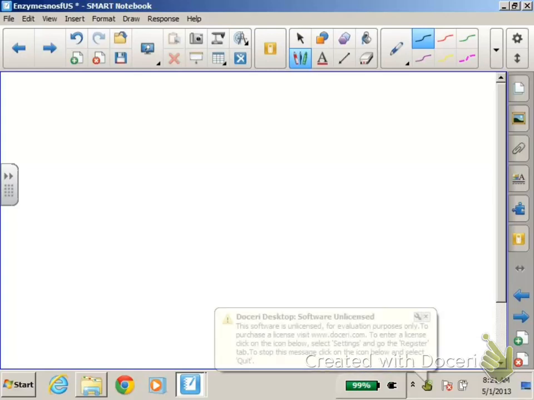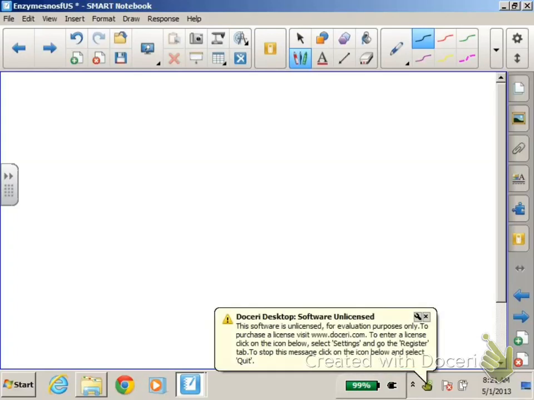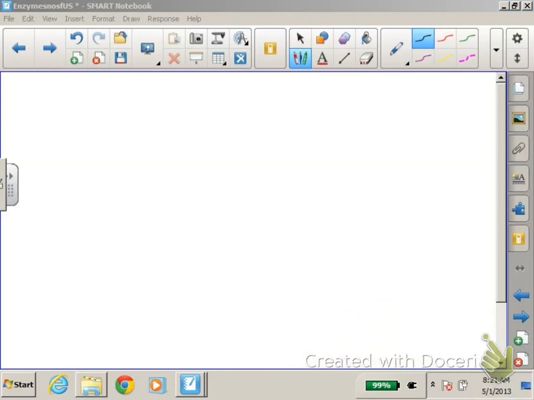Today I want to talk to you about enzymes. Enzymes are a type of macromolecule. Specifically, they are a type of protein. And the role of enzymes is to alter the rate of chemical reactions that occur in our body. So you may want to write this down.